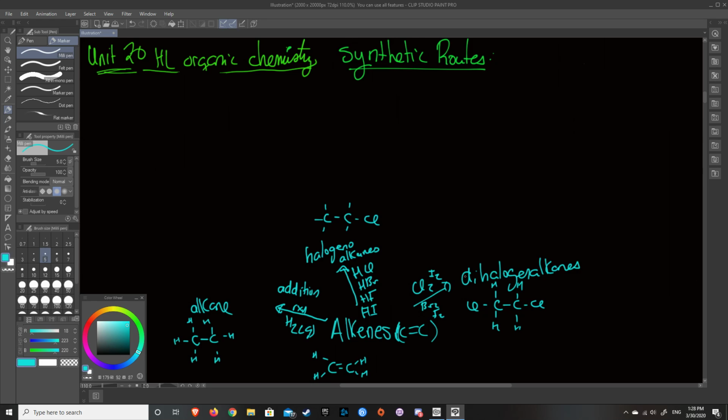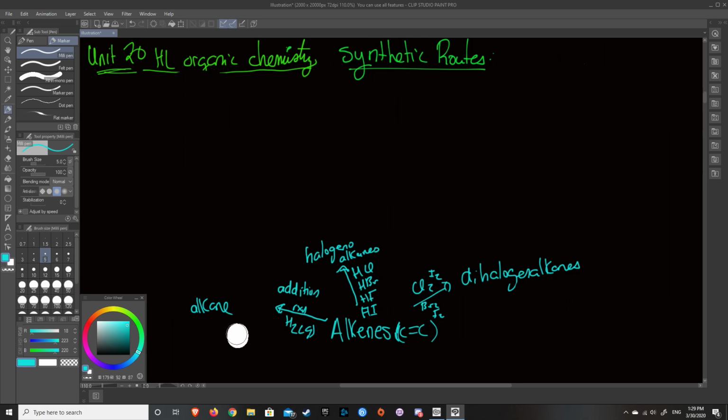to form the dihalogenoalkanes. Okay, so I'm just going to erase the structures, because that's an example, and I don't want it to take up any real estate it doesn't need. So now we've got those three reactions we can undergo: add H2, add a strong acid, or add a halogen.